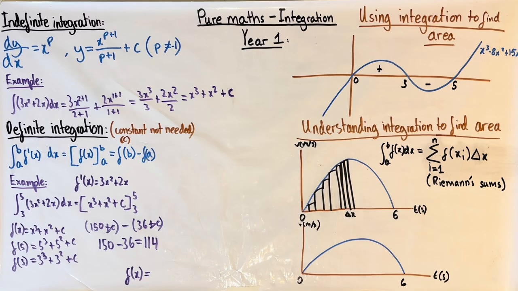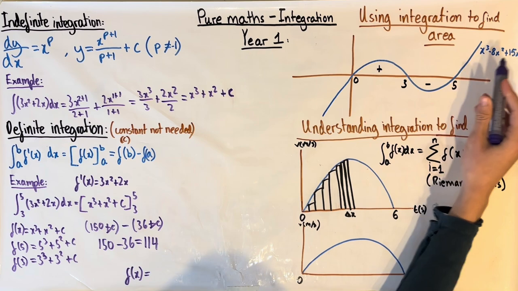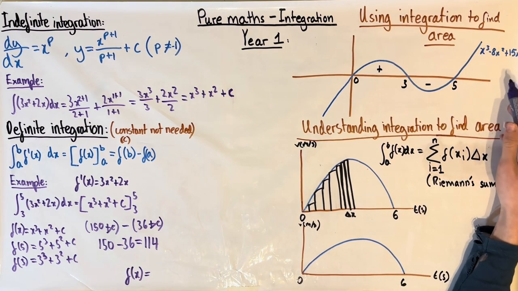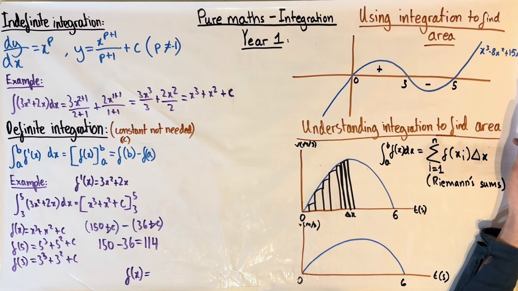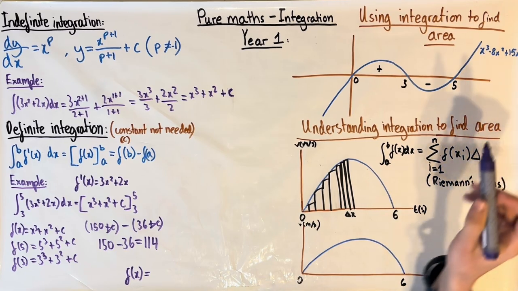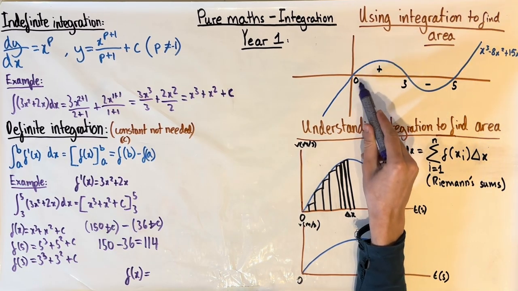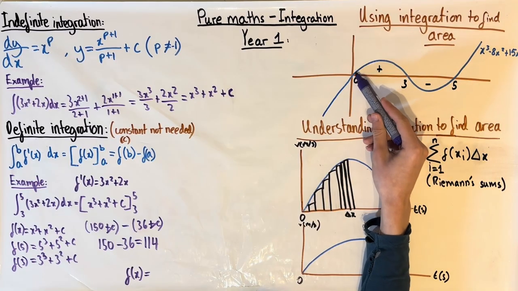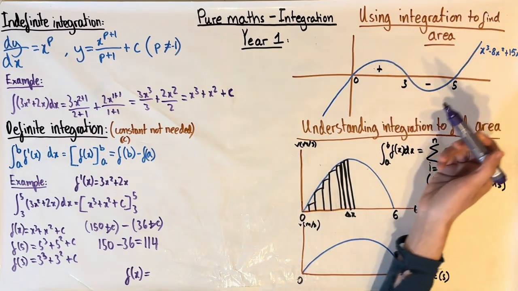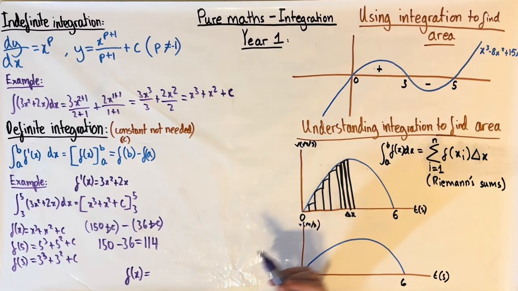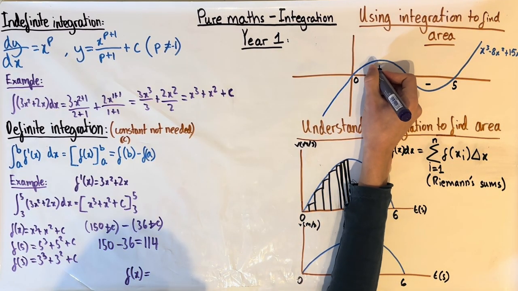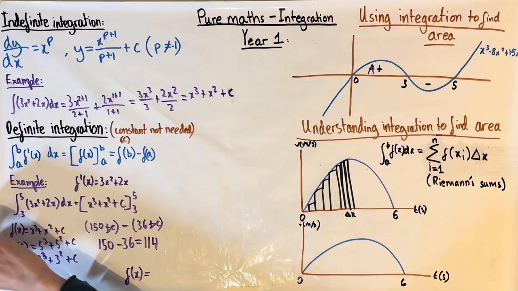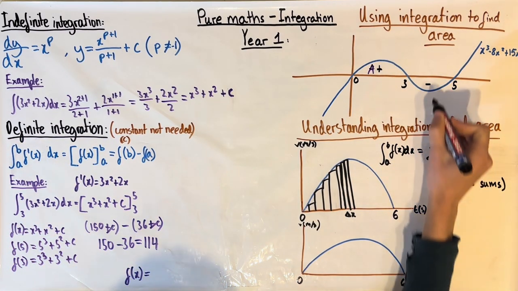Now we're going to use definite integration to find area. So let's start off. We have a diagram here, and we have the equation of the line x cubed minus 8x squared plus 15x. To start off nice and simple, we're first going to integrate from 0 to 3 to find the area from 0 to 3. So if we designate this as area A, and we designate the other one as being area B.